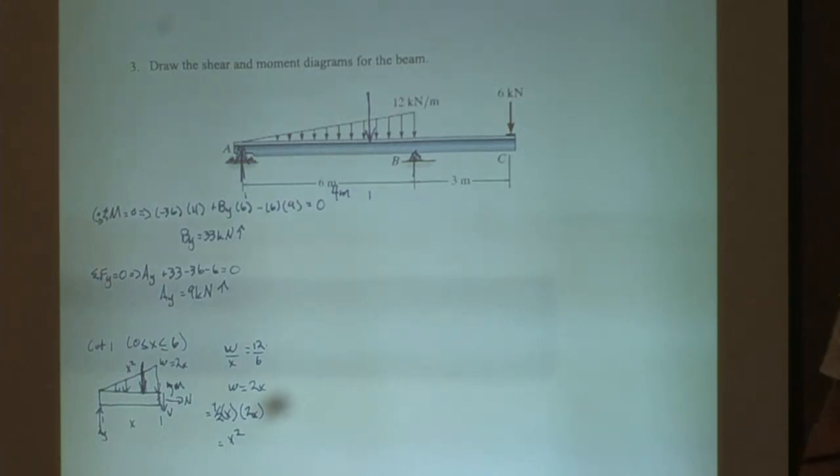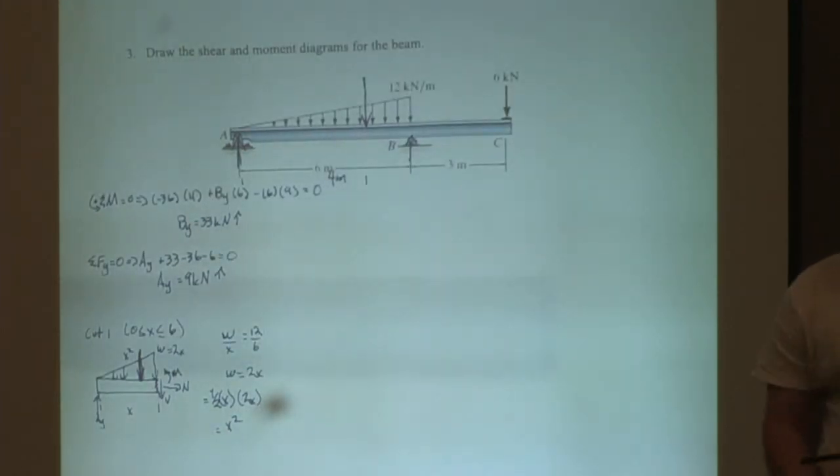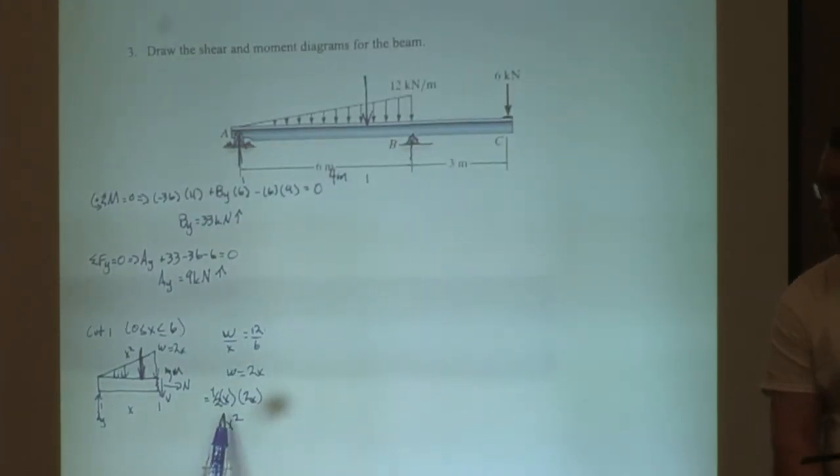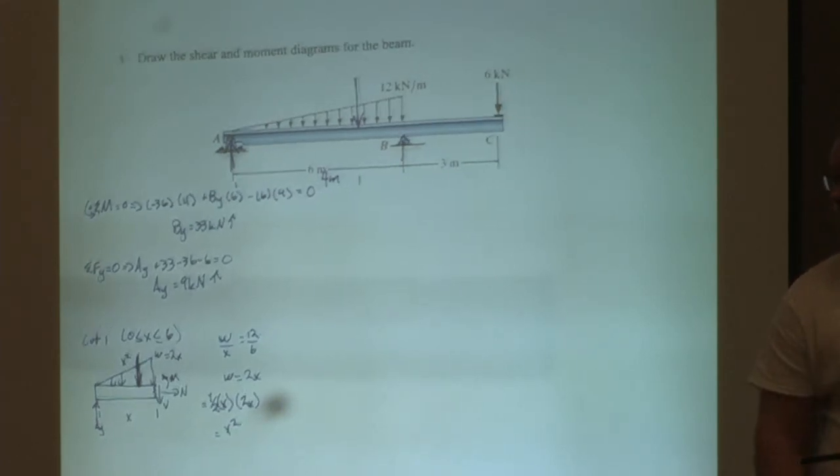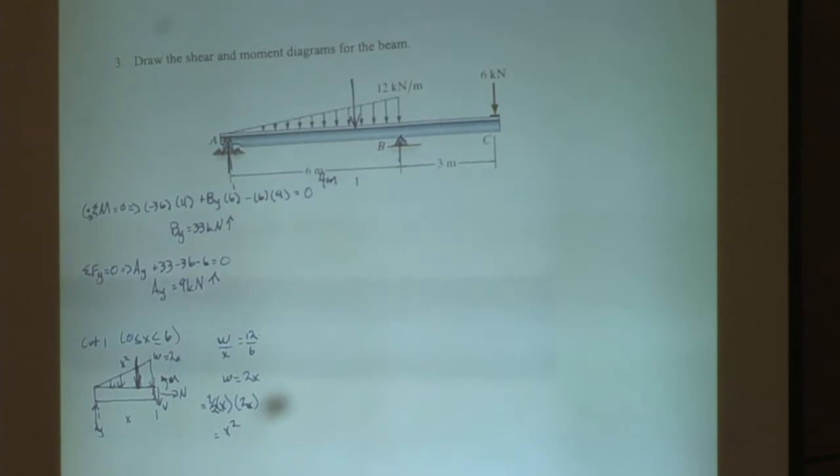Why is it 1/2 x? Because the area of a triangle is 1/2 base times height. So your base is your x distance, and your height is the variable 2x. Does that make sense? Yeah. All right. No more questions? All right.